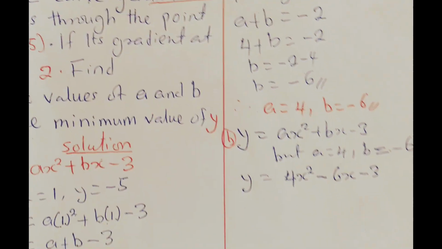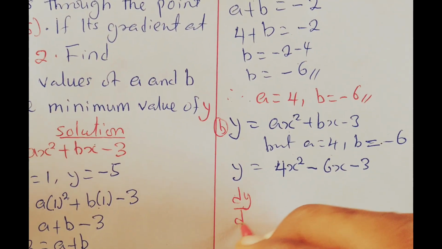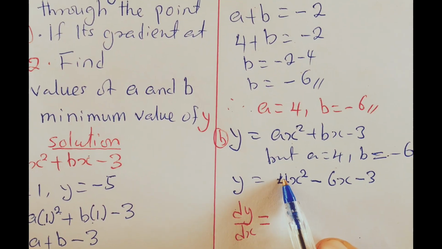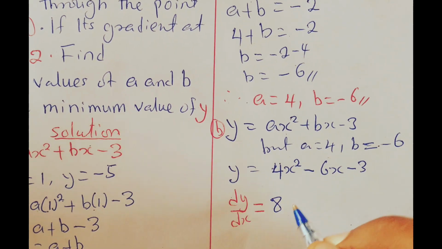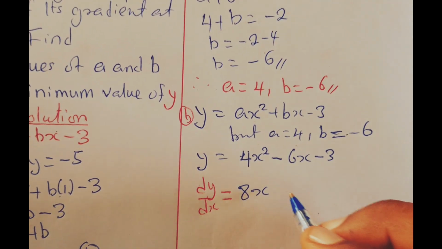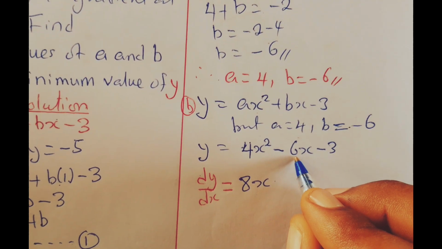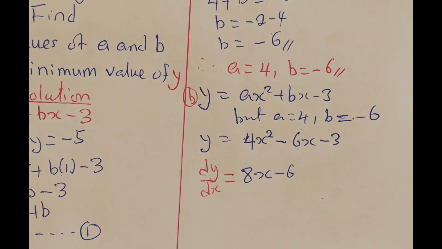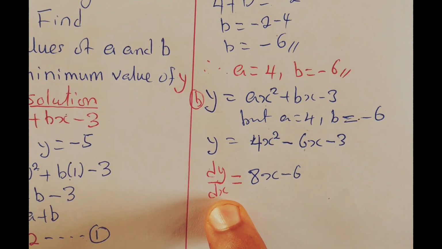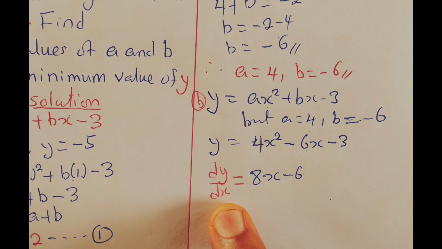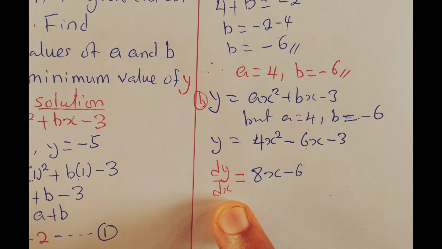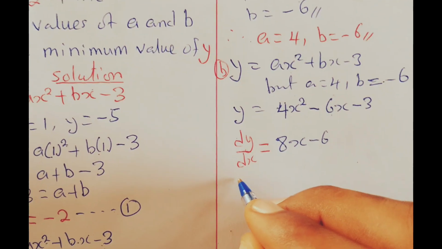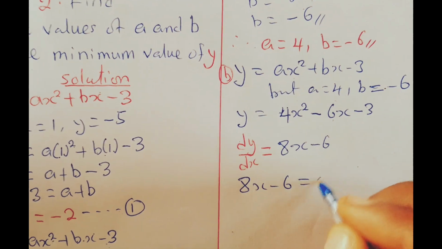Now, I need to find the dy over dx. So at this point, the dy over dx is equal to, I'll use 2 to multiply the 4. That will give me 8. Subtract 1 from here. That will give me 8x. Then I have to differentiate 6. 1 times 6 will give me 6 minus 6, and 1 minus 1 will give me 0. So to find the minimum point, or at the turning point, people say at the critical point, the dy over dx is equal to 0.